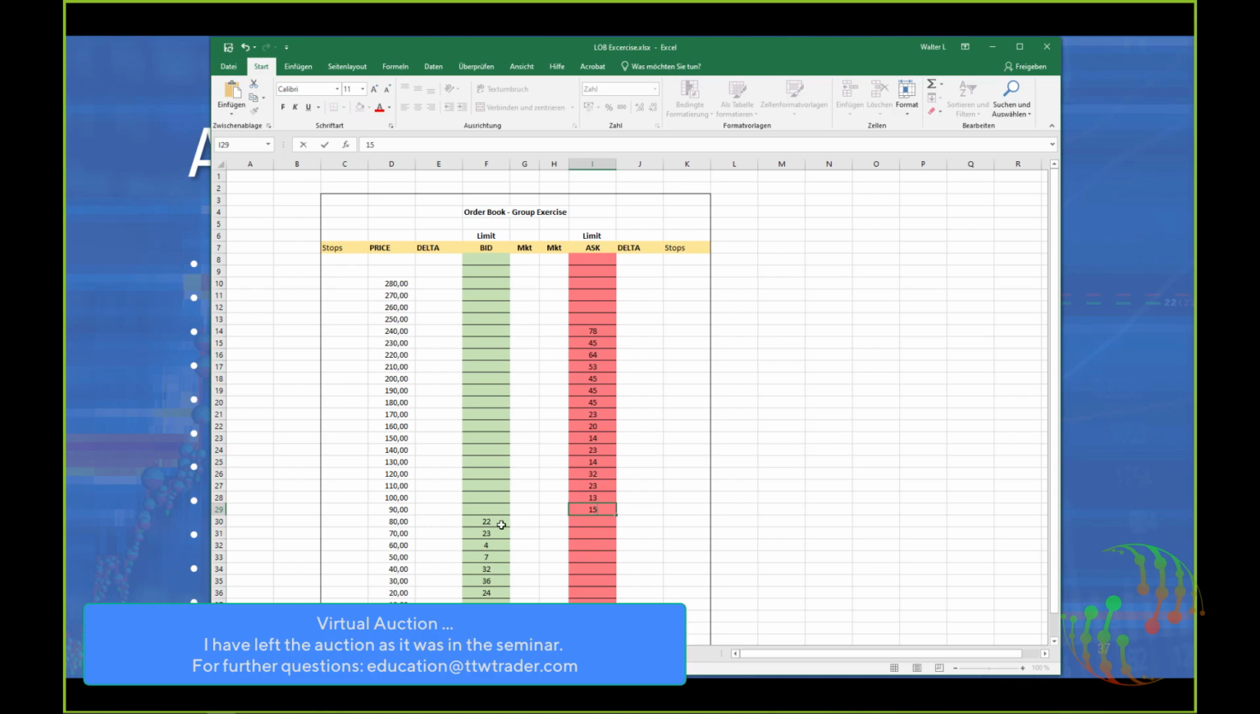Or on this end, who is willing to sell to me contracts for 80? I have 22 contracts to buy. So the first is, just a moment, buy at 90. That means, thank you, 5. If I buy 5 at 90, I've got 10 here.